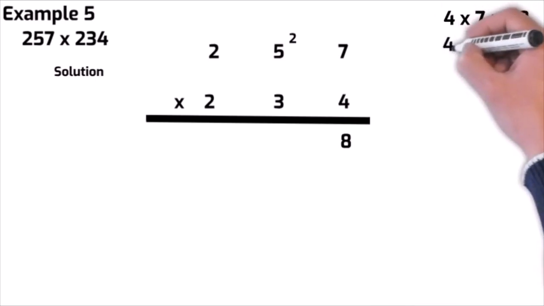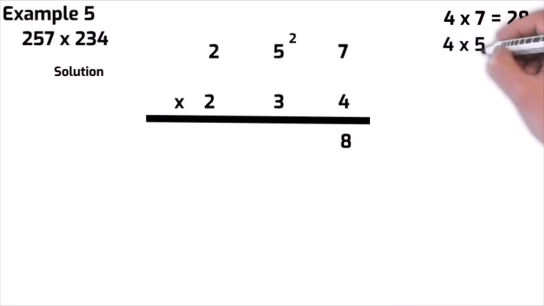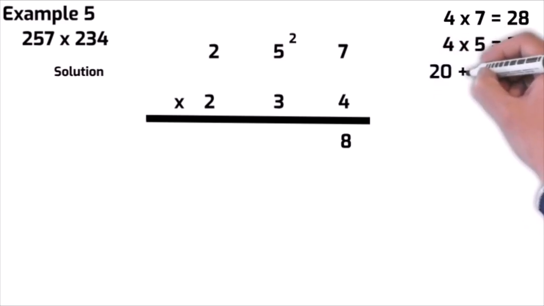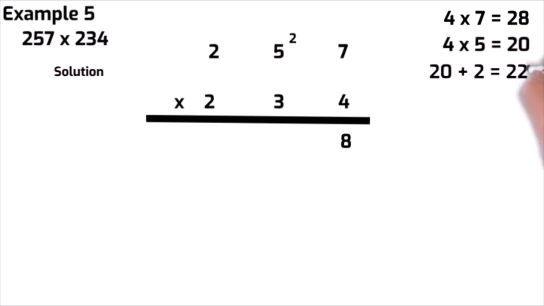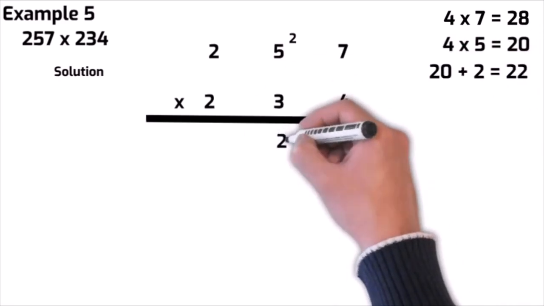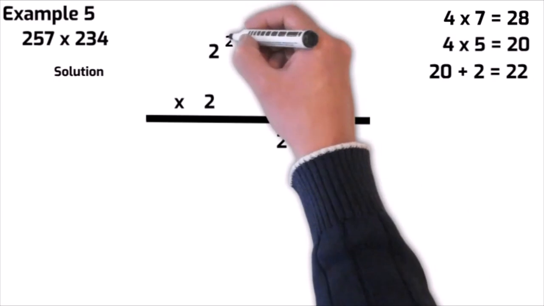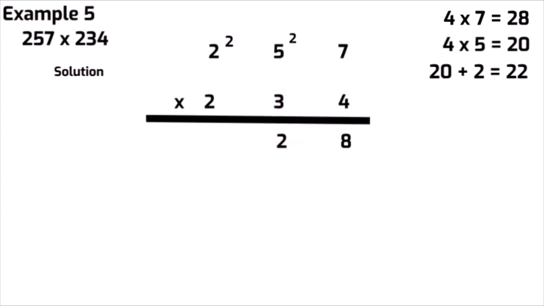Next, we say 4 times 5. 4 times 5 is 20. 20 plus the 2 we brought over gives us 22. We write down 2 and carry 2 over. And since we just finished making use of the 2 we brought over previously, we need to cancel it so we don't get confused. So let's cancel it.